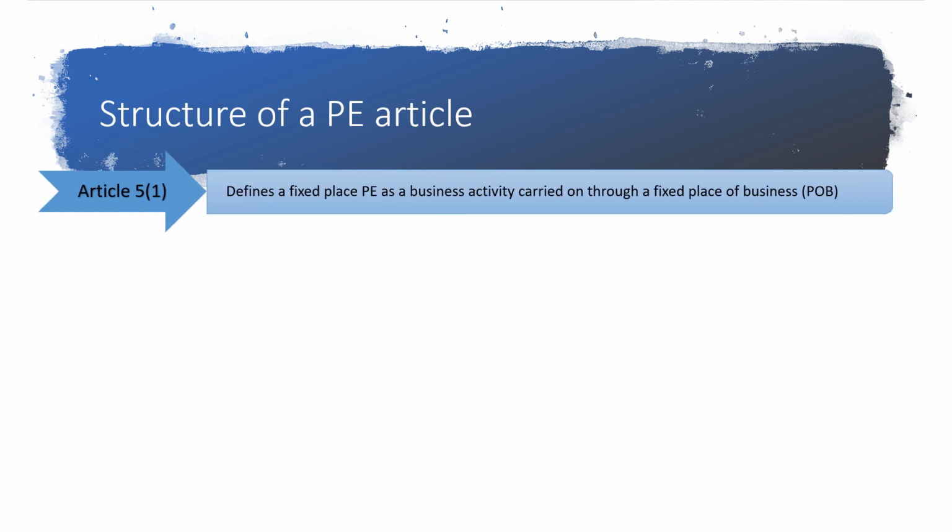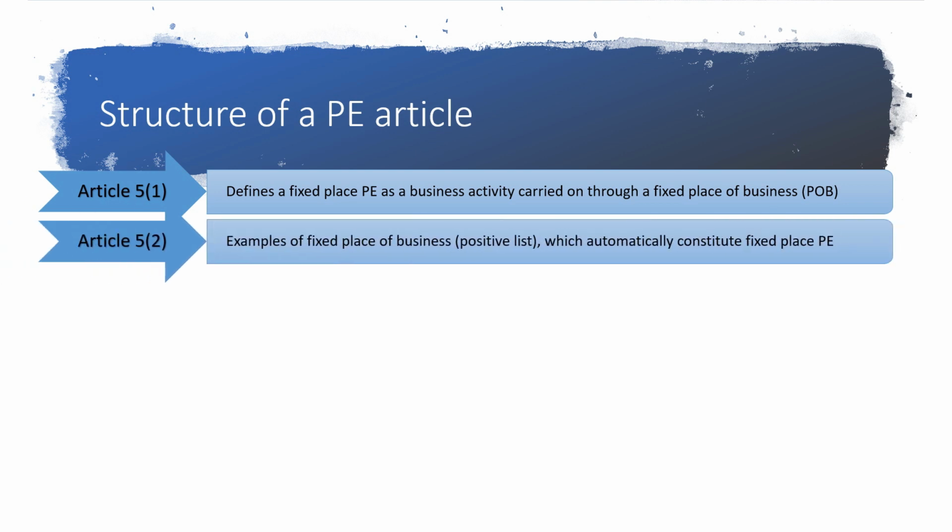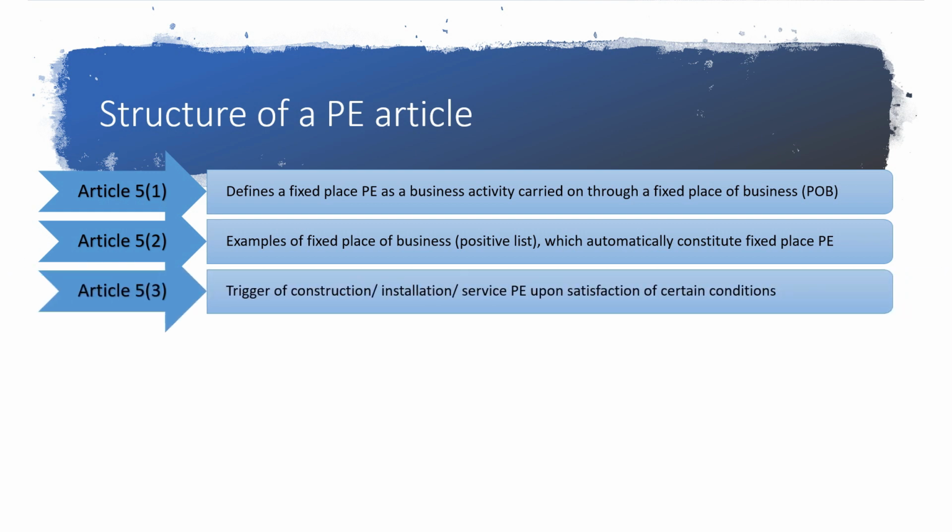What are the typical components of a PE article? Typically found in Article 5 of any tax treaty. For ease of reference, we have taken the OECD Model Convention 2017 for today's discussion. Article 5.1 provides the definition under what is popularly called the Basic Rule PE. Article 5.2 mentions several examples of a fixed place of business which automatically constitute a fixed place PE. These examples could also be said to form the positive list.